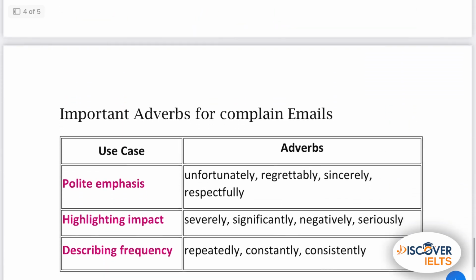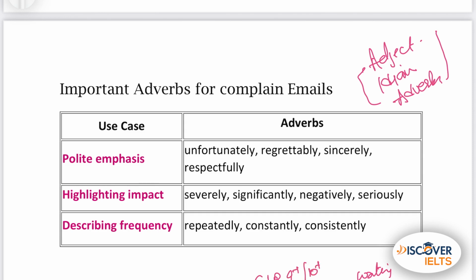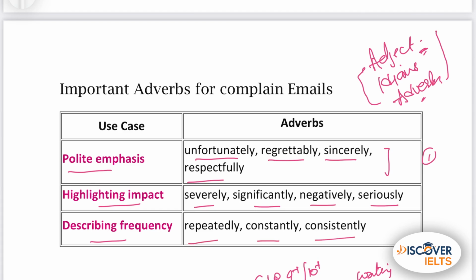Finally, some important adverbs. Adjectives, idioms, and adverbs are very important in your writing. If you really want to score CLB 9+ or 10+, try to put in adjectives, idioms, and adverbs. For being polite, you can use unfortunately, regretfully, sincerely, respectfully. You can use these words, not all, any one word. For highlighting impact: severely, significantly, negatively, seriously. For describing frequency: constantly, consistently, and repeatedly. I believe these words are really helpful for you.